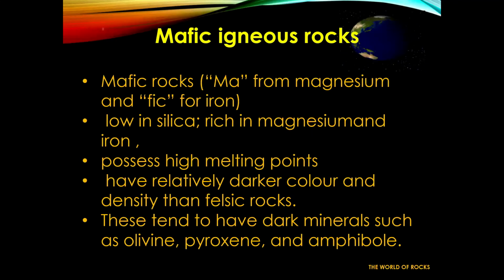The third type of igneous rocks based on composition are mafic rocks. The word mafic comes from two words. Ma means magnesium and fic means iron. Low in silica, rich in magnesium. So the silica percentage is low, between 45 and 52 percent. Mafic rocks have a high melting point. Relatively, they have a darker color and higher density than felsic rocks. They have dark minerals such as olivine, pyroxene, and amphibole, which are commonly seen in mafic igneous rocks.